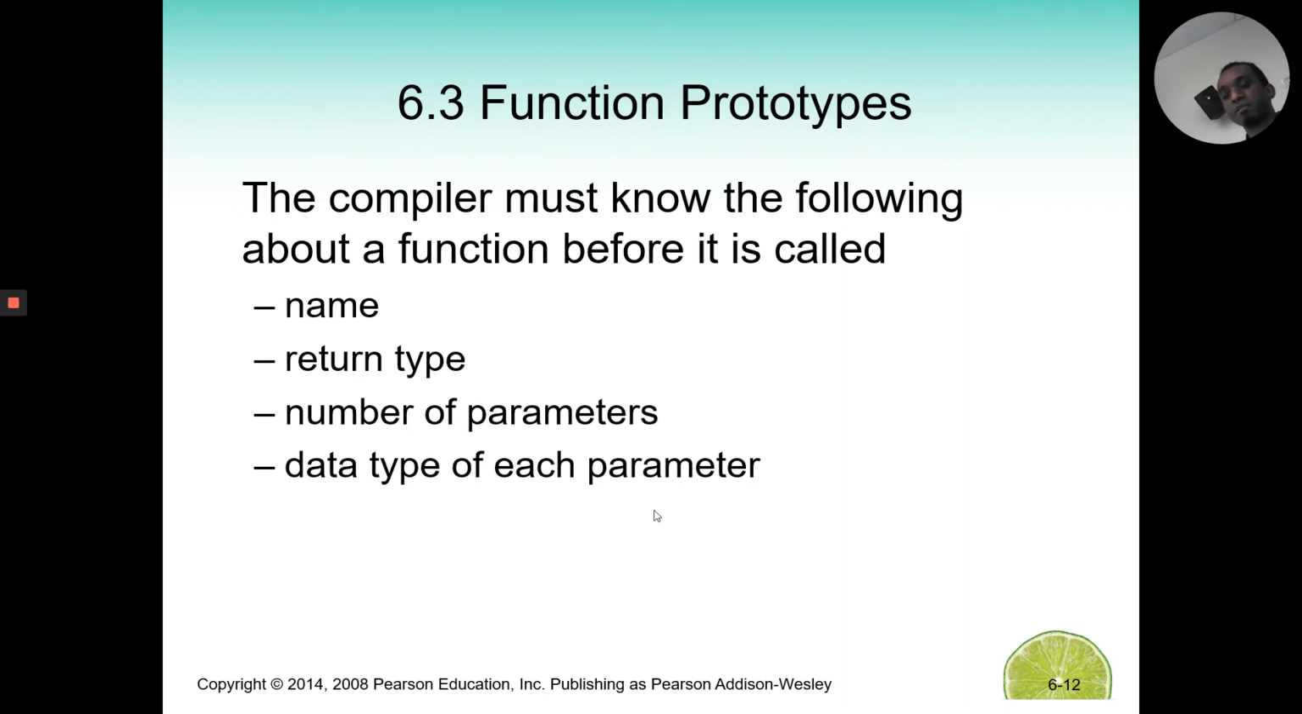So the compiler must know the following about the function before it's called: the name, the return type, the number of parameters, and the data type of each parameter.